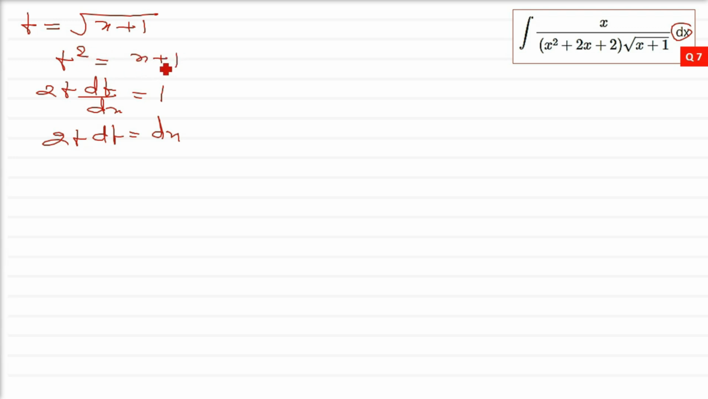So we have to do something for the x in the numerator, x, which is t square minus 1, we can get it from here.